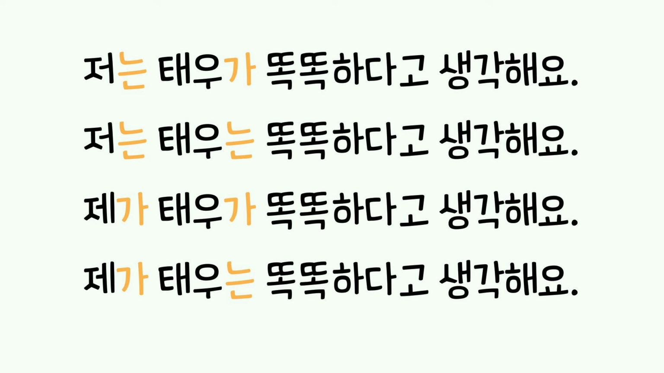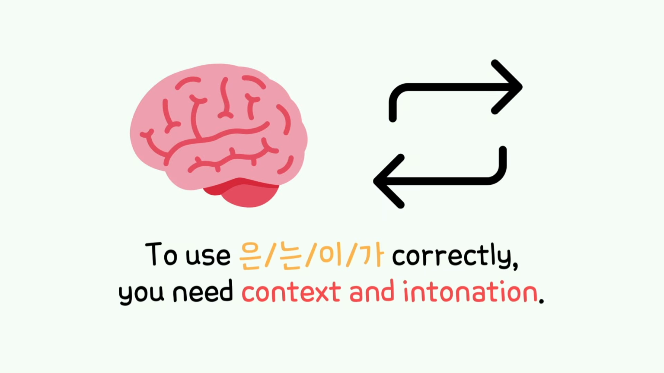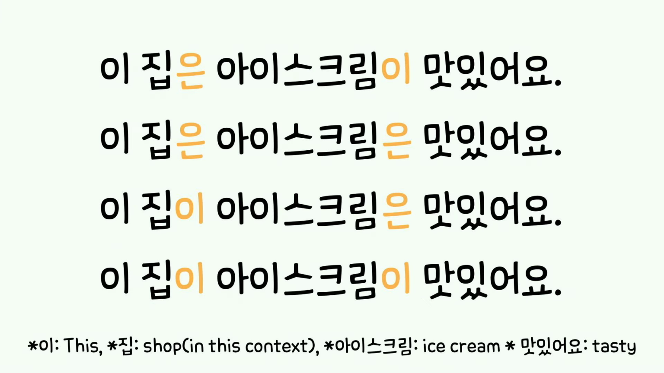So, when you see 는, 이가, always think about the context around the sentence and how it is spoken in terms of intonation. Never try to translate it in isolation. Changing the way you think about it will make learning 는, 이가 much easier and speed up your learning curve. It'll also help you translate Korean more accurately. Now, pause the video and take some time to think about these sentences.